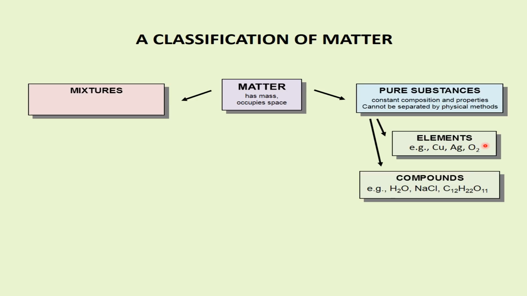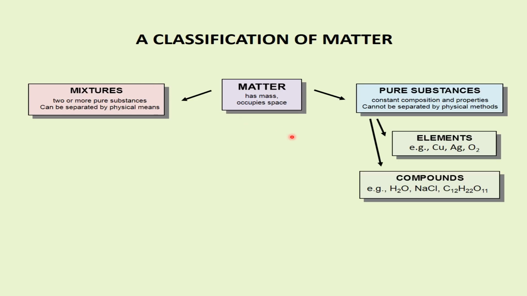And it's observed that all of these pure substances, be they elements or compounds, in fact have constant composition and properties, and they cannot be separated into simpler substances by any physical methods such as, say, filtration or boiling or extraction or dissolving. Let's look at mixtures. Mixtures by definition are made of two or more pure substances, and in fact they can be separated by physical means. And mixtures themselves are further subdivided into two types.